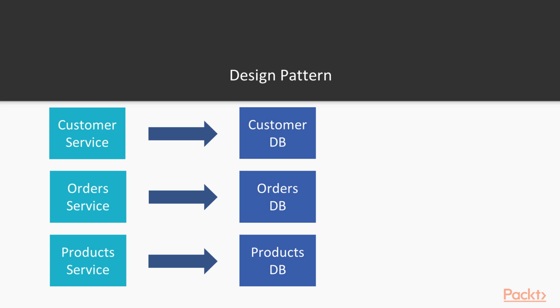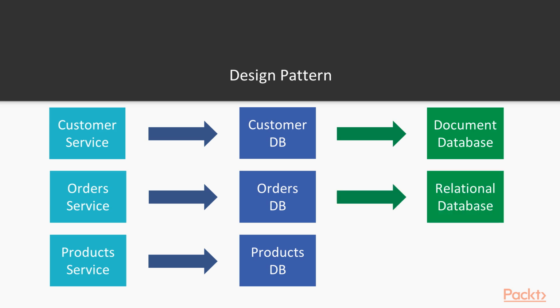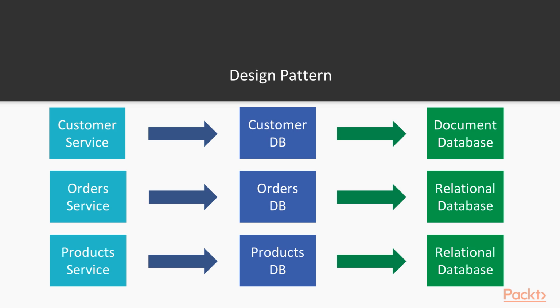But in a microservices based architecture, for each service, you have the ability to have a separate DB for each service. What are the advantages? Well, you could have different types of databases for each type of service depending upon the requirement. So maybe for the customer DB, you could have a document database, and for the orders and the products, you could have a relational database. This is the flexibility which comes when you design using the microservices pattern.